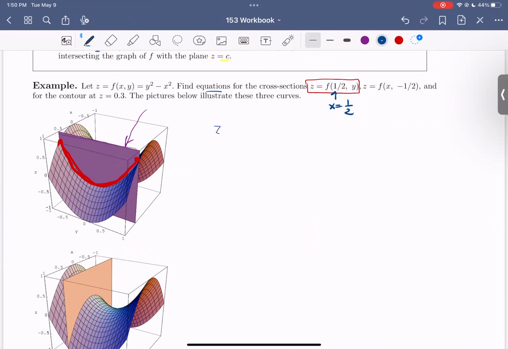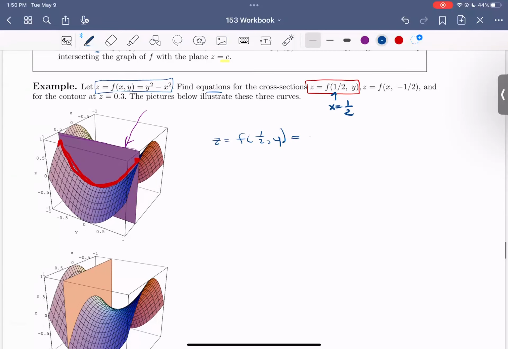So what we're going to do is look at z equals f of 1/2, y. Notice our formula for our function is y squared minus x squared. So that would be y squared minus 1/2 squared. So that is just y squared minus, 1/2 squared is 1/4, so y squared minus 1/4.